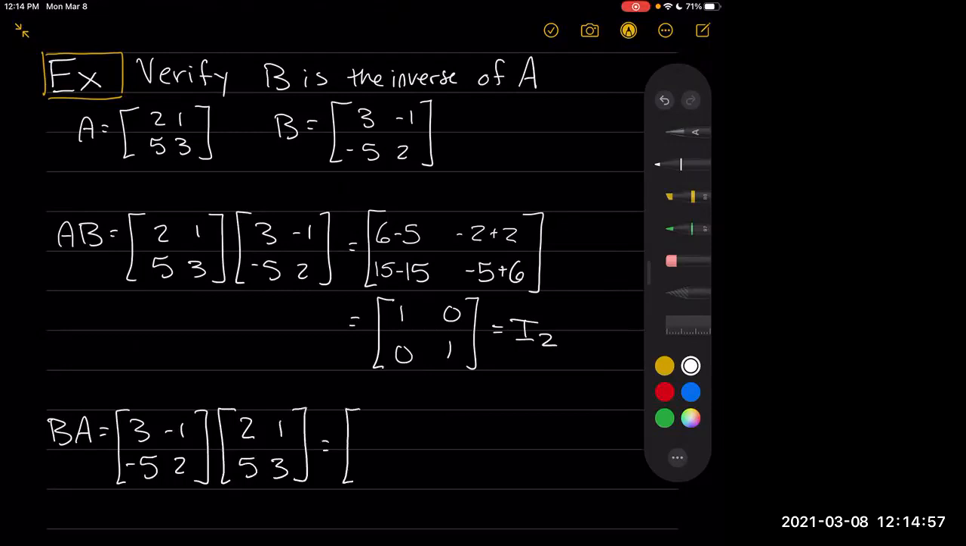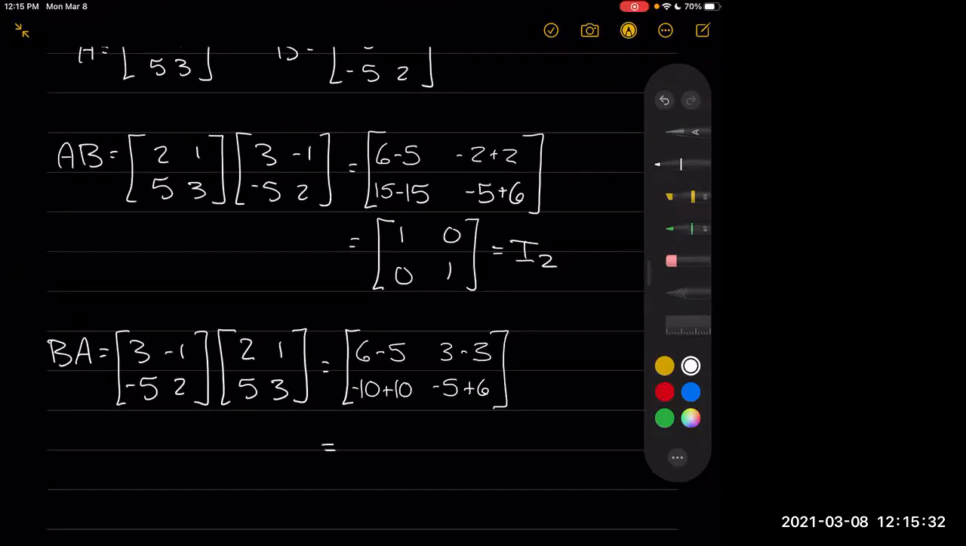So now when we do it this way, we're going to have a 3 times 2 is a 6 plus a -1 times 5, so that's -5. Then we're going to have a 3 times 1 is a 3 plus a -1 times 3, that's a -3. Then a -5 times 2, that's -10, plus a 2 times 5, that's a 10. And then a -5 times 1 is -5, plus 2 times 3 is 6.